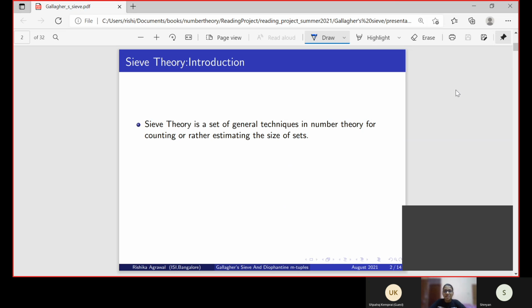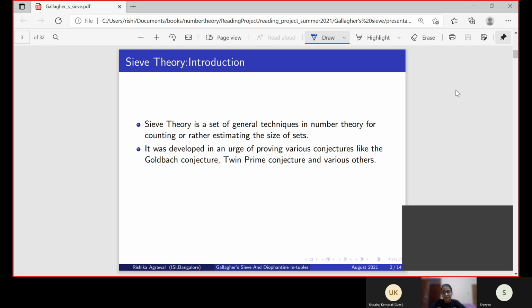Sieve theory is a set of general techniques in number theory for estimating the size of sets. Sieve theory had a very slow beginning. The initial sieves we had were like Brun's sieve and Selberg sieve, but they were very technical for somebody to understand. It was Iwaniec who made the thing simpler and made it reachable to most of us. It was developed in an urge to prove ancient conjectures like the Goldbach conjecture and the twin prime conjecture.